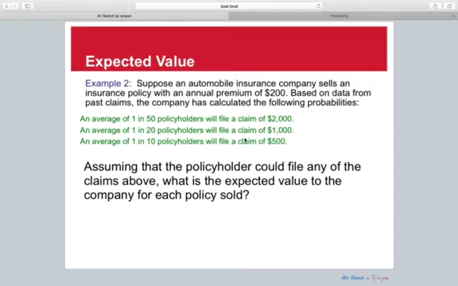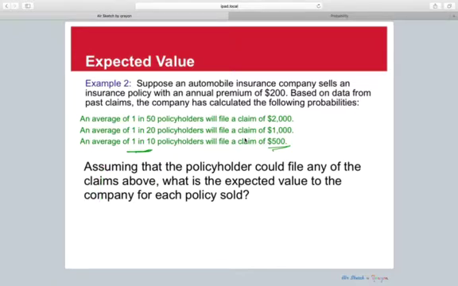That means they get in an accident or something, they file a claim, and the insurance company has to pay them out $2,000. 1 in 20 will file a claim of $1,000, and 1 in 10 will file a claim of $500. So each one of these has an outcome, a value, and an associated probability. Assuming the policyholder could file any of the claims above, what is the expected value to the company for each policy sold?